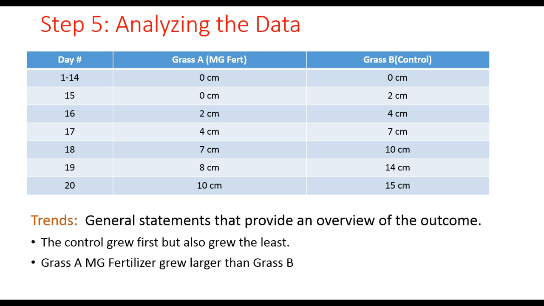Analyzing the data really just means that you're going to offer some trends or general statements that provide an overview of the outcome. Based on this data, we can list a couple trends. A couple examples are: the control grew first but also grew the least. Grass A, the Miracle-Gro fertilizer grass, grew larger than grass B, the control.